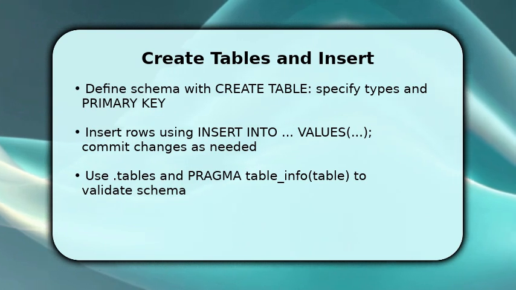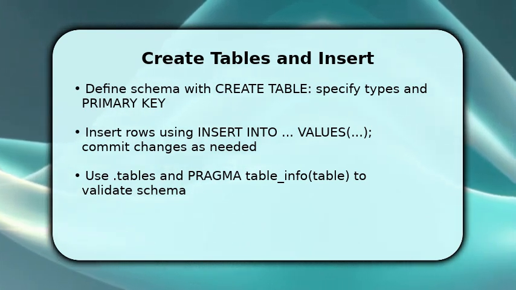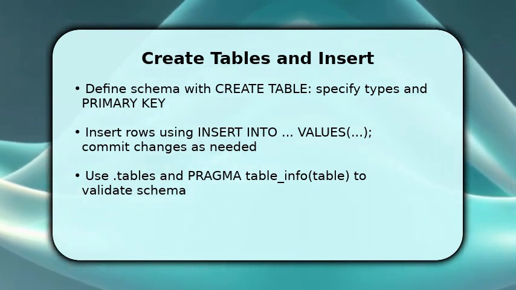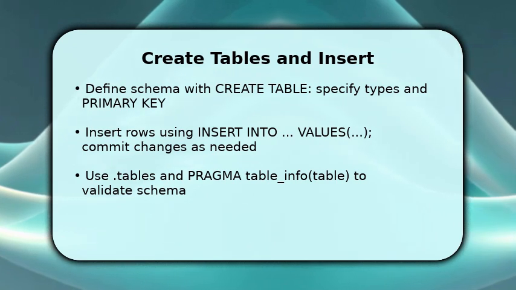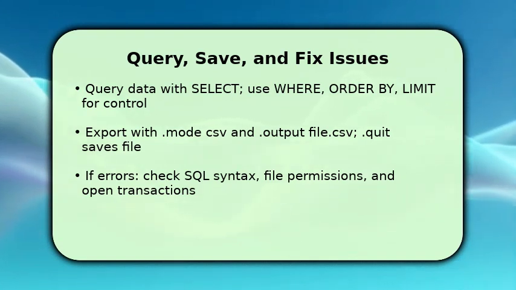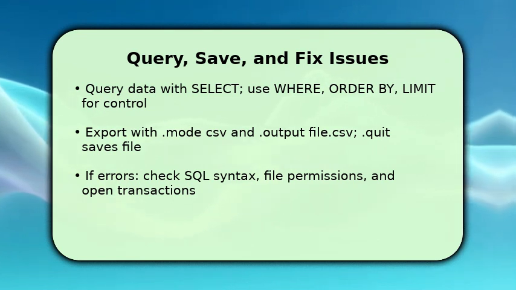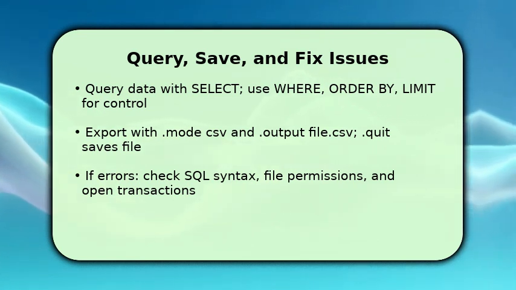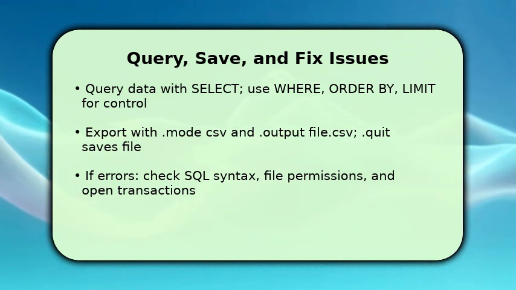Once done, run .tables and PRAGMA table_info(users) to verify columns, and you will finish by querying, exporting, and ensuring persistence. Use SELECT * FROM users WHERE name LIKE 'A%' to inspect results and add ORDER BY or LIMIT for focused output.